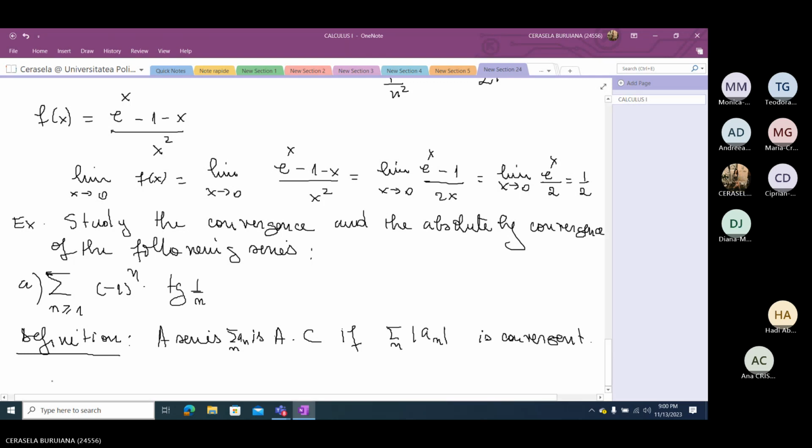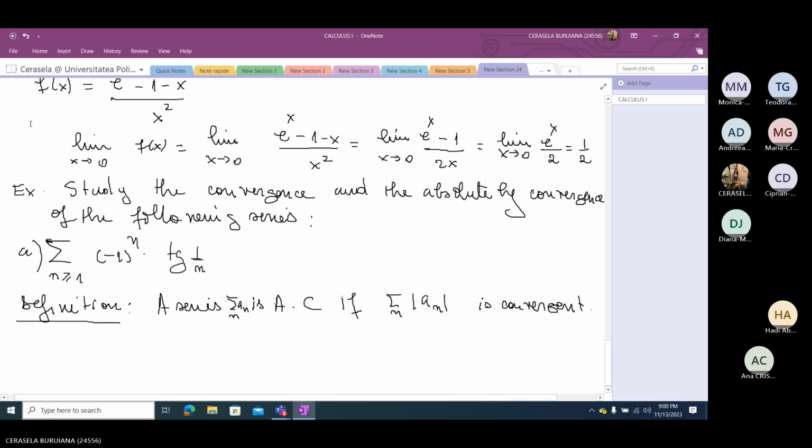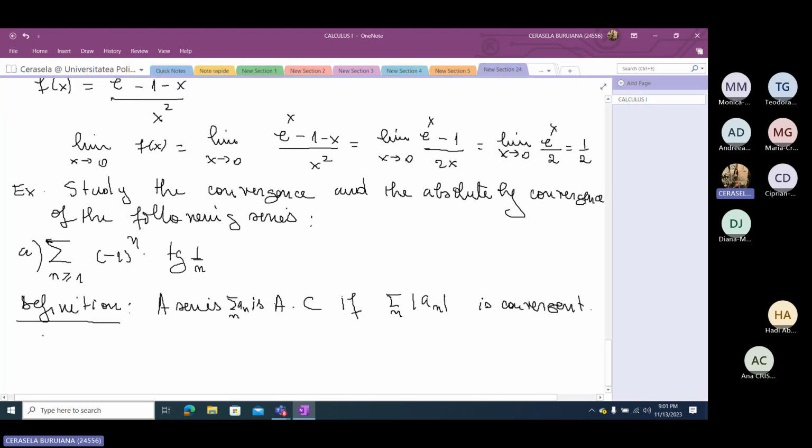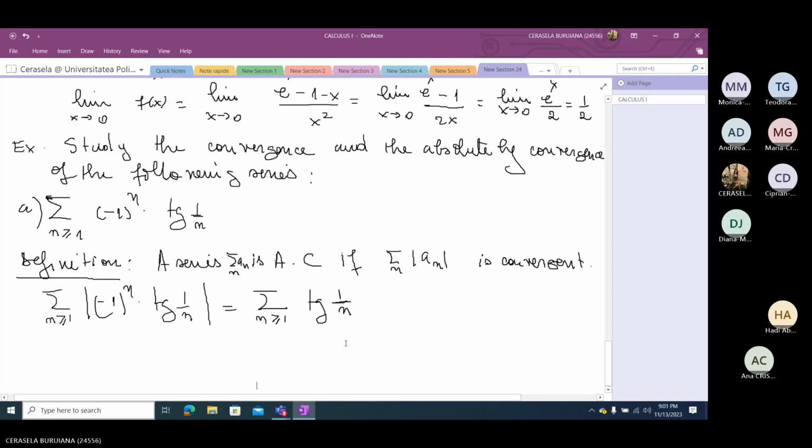Now, if we remember this, let's try to solve the exercise. I will take the series having the module. Well, we get the tangent of 1 over n by applying the module, of course. Now let's see what we can do here. What ideas do you have?